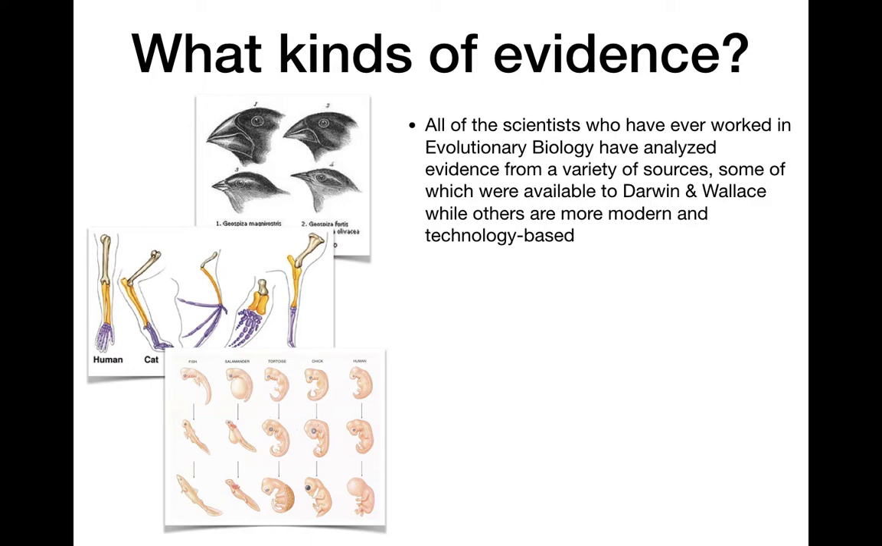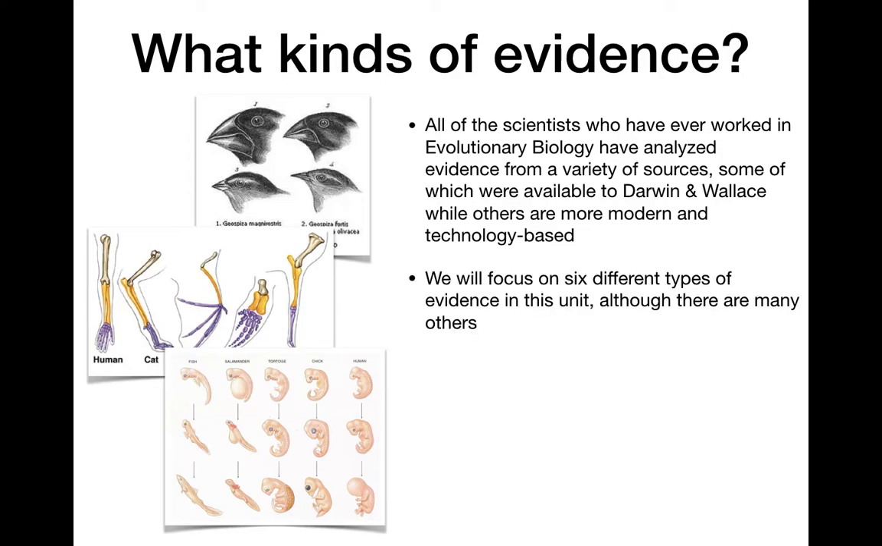But some of these we're going to talk about are more modern things that are more technology-based, that Darwin and Wallace just couldn't see. They were too small, too complex to understand that there was something missing there. So we're going to go through several different examples, 6 examples, in fact, in this course. There is much other evidence for evolution out there. We're only going to go through 6, okay?